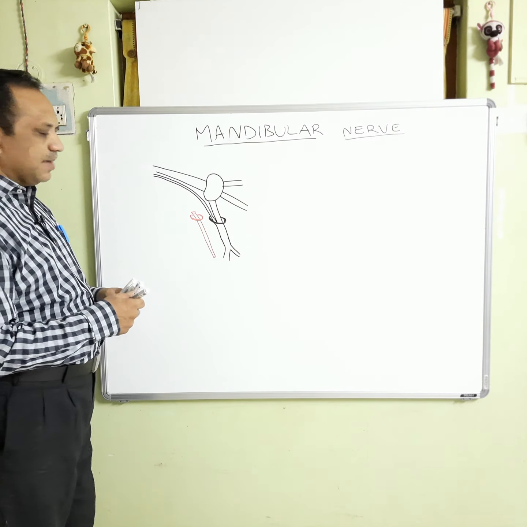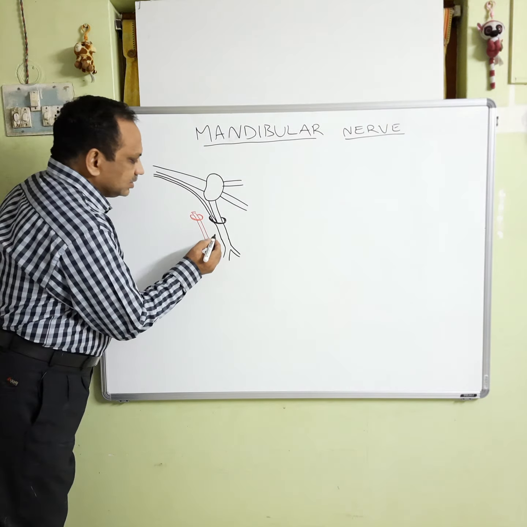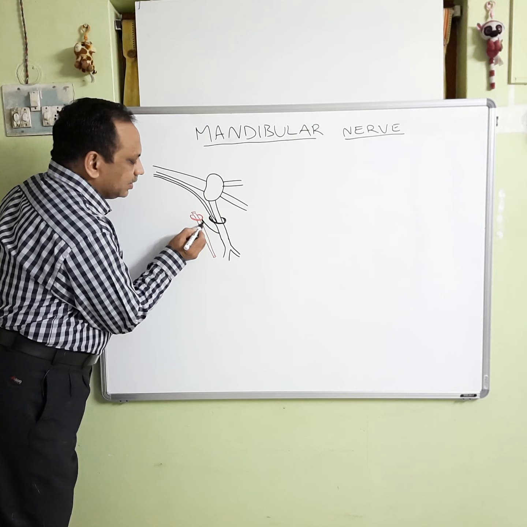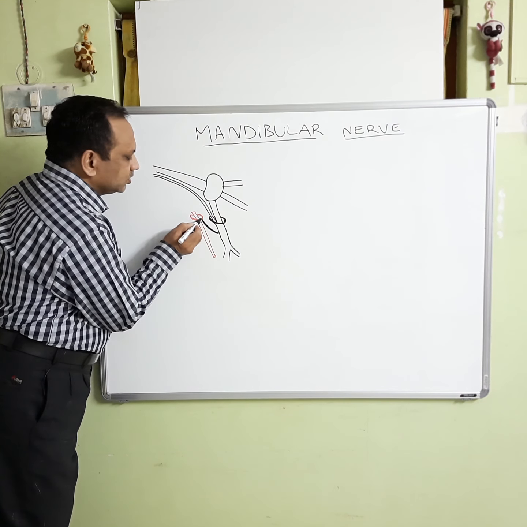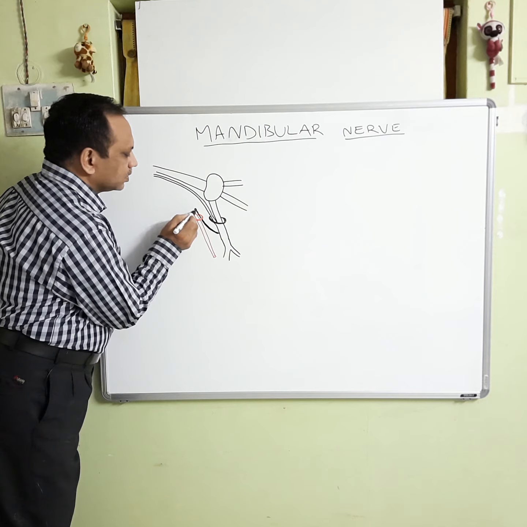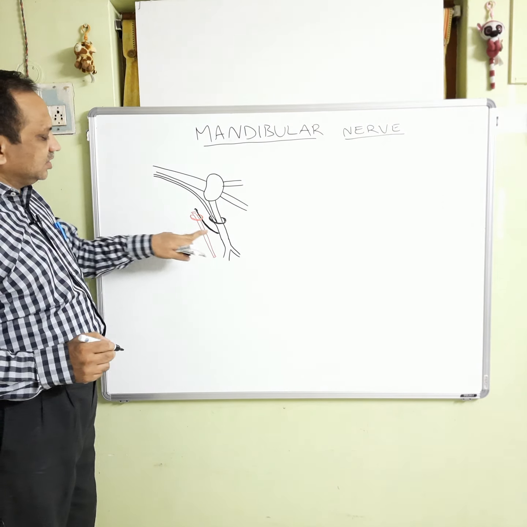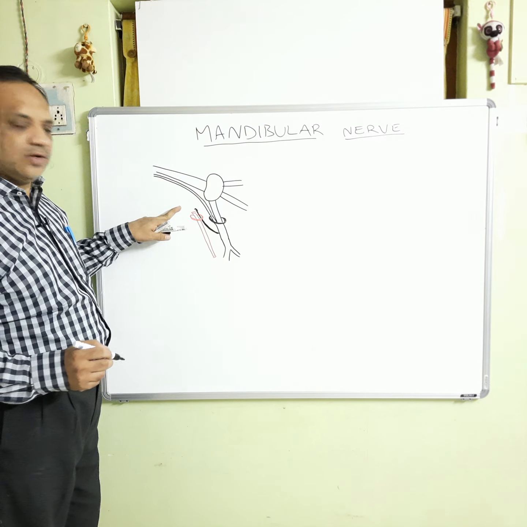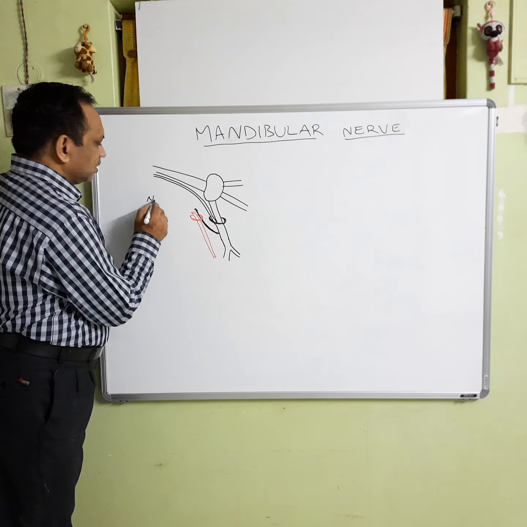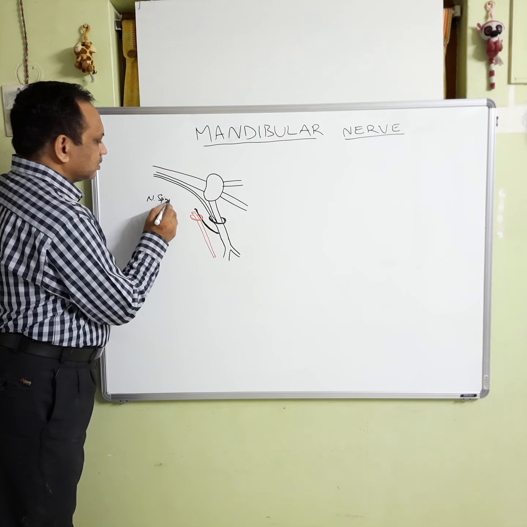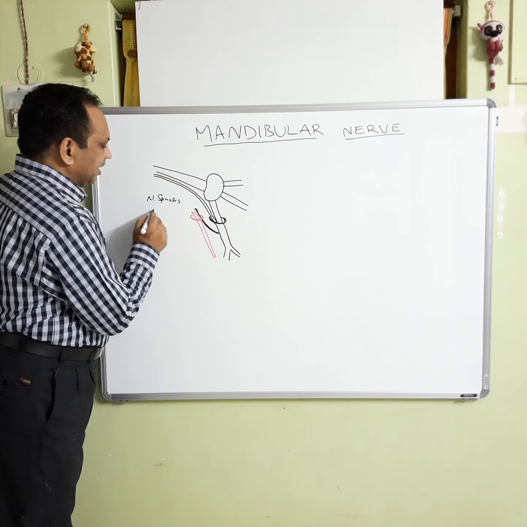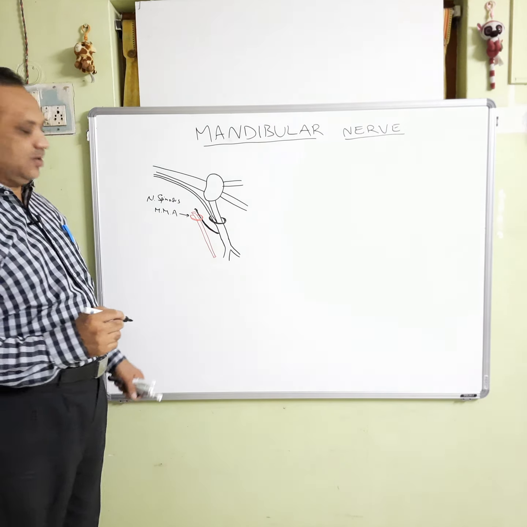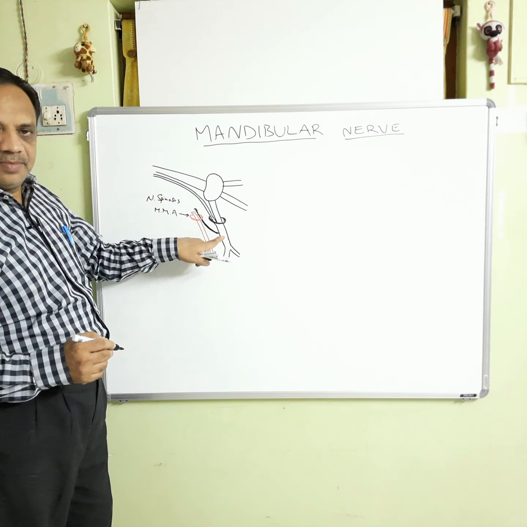The first branch of the mandibular trunk is the nervus spinosus, which enters into the middle cranial fossa through this foramen spinosum. So this is the meningeal branch, which is otherwise called nervus spinosus. This is the nervus spinosus. This is the middle meningeal artery through foramen spinosum. This is the first branch of the mandibular trunk.